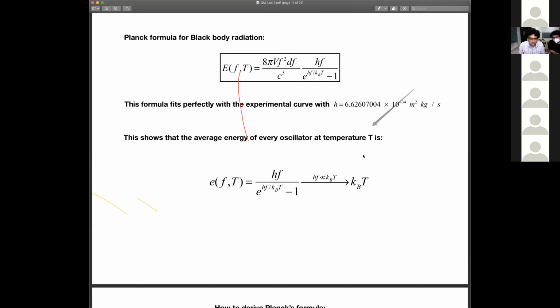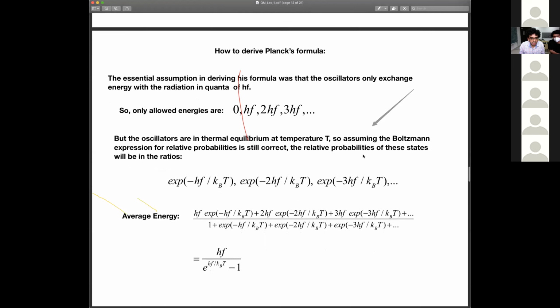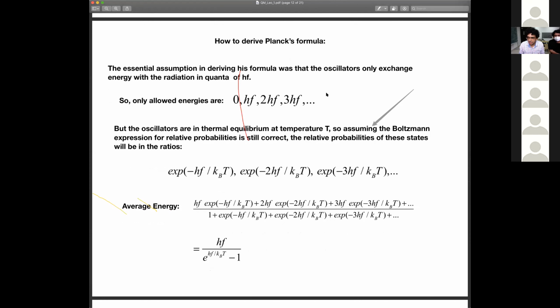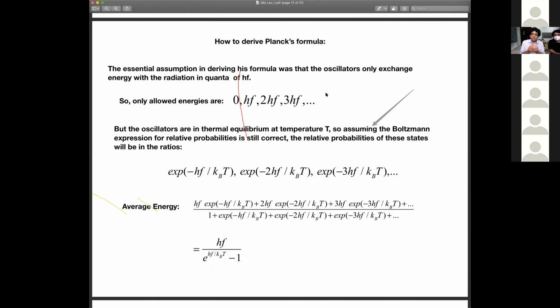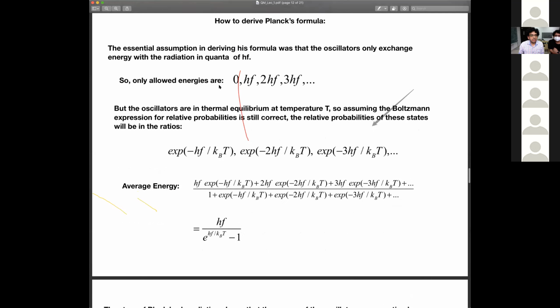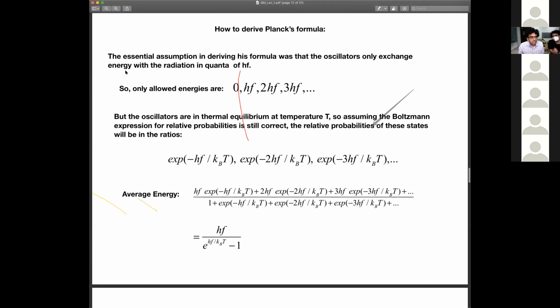So to answer this question, let us move to the next slide. Again, this is not a complete derivation of Planck's formula. This is just to motivate how the picture of quantization means that the average energy would be this one. So let us say that the oscillators can only exchange energy with radiation in quanta of h times frequency. Okay, h is some number at this point.